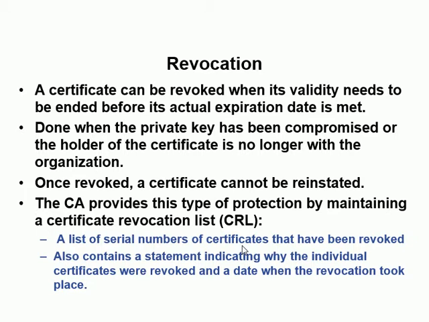Revocation is when a certificate can be revoked because its validity needs to be ended before its actual expiration date is met. So most certificates have an expiration date, but what if it's been compromised? Revocation can remove that certificate, so people won't trust that certificate. They're going to periodically check to see what's been revoked. And that's done by maintaining a certificate revocation list, or CRL.